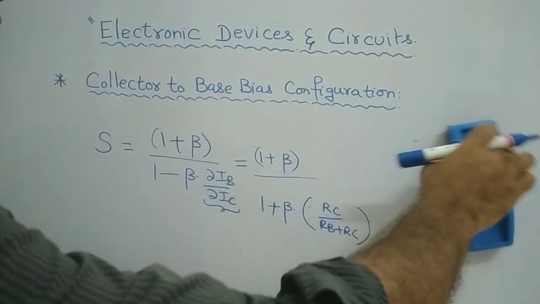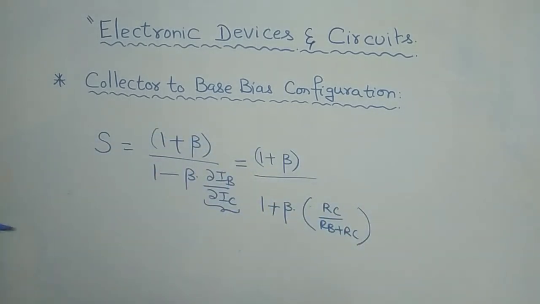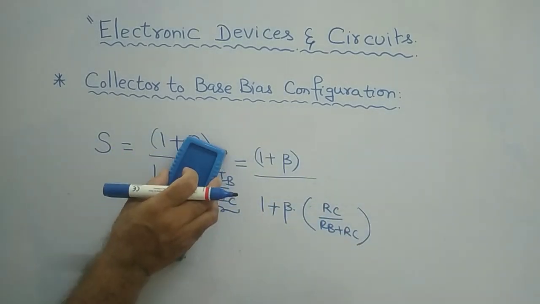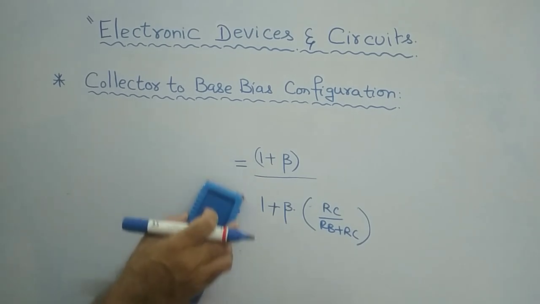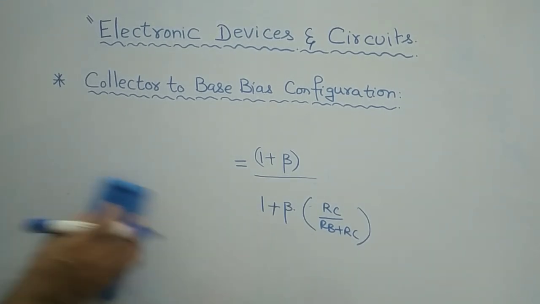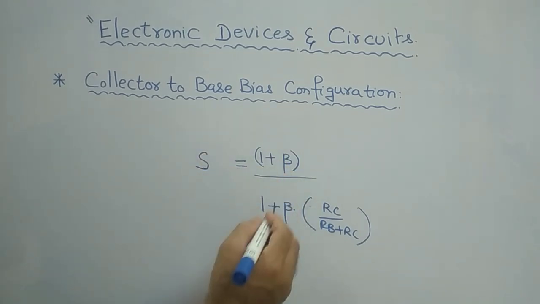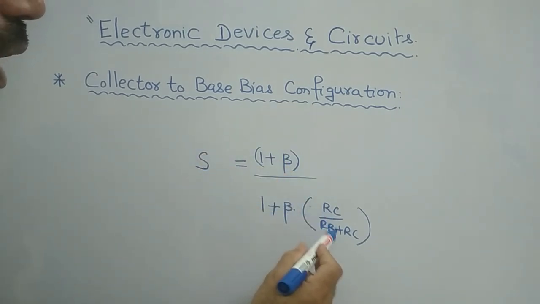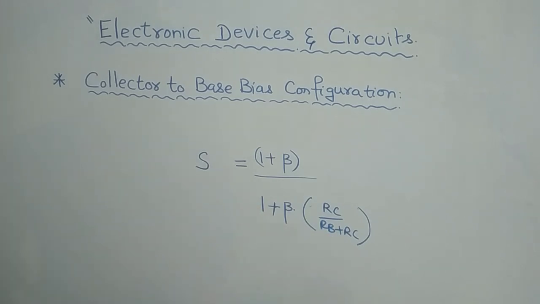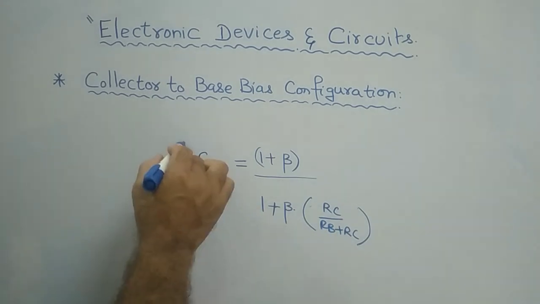Now I will erase this part. So, finally, what is your answer? Therefore, your S is equal to this much. Now this is the stability factor: 1 plus beta by 1 plus beta into RC by RB plus RC. This is the stability factor.